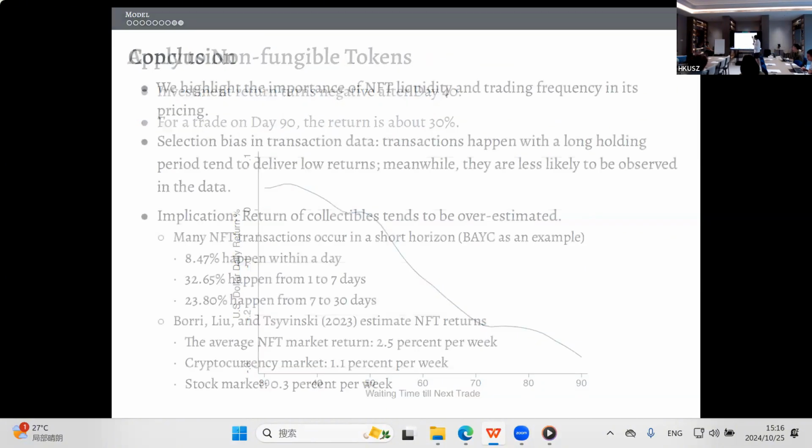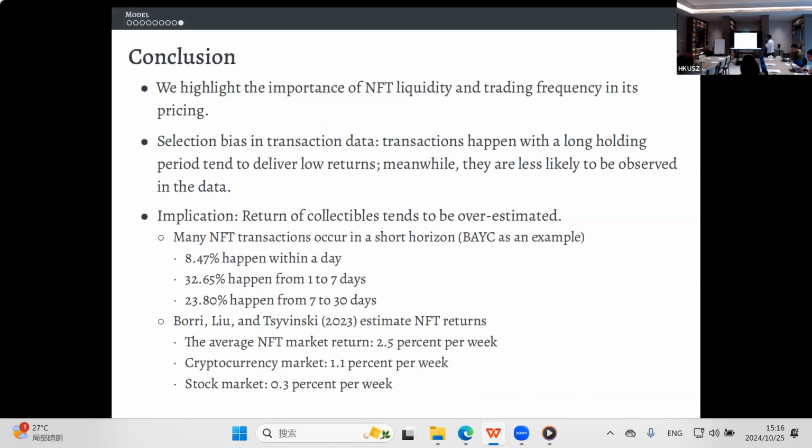Okay, so conclusion. Just quickly concluding our research, we highlight that NFT liquidity is very important, okay, very important. If you want to run an NFT project or any digital art project, you need sufficiently high turnover to make sure that the buyers can actually achieve investment return. Otherwise, you will be the last one to hold it, okay?